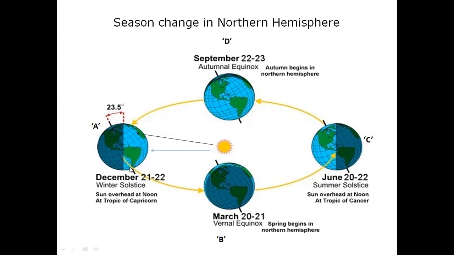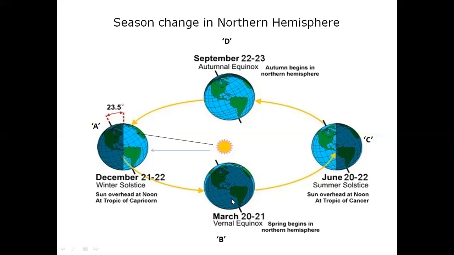Slowly, in 3 months' time, the Earth reaches from point A to B. Here, the sun is facing the equator, so the sunlight in both the hemispheres are equal. And here, the Northern Hemisphere is experiencing spring, and the Southern Hemisphere is experiencing autumn.